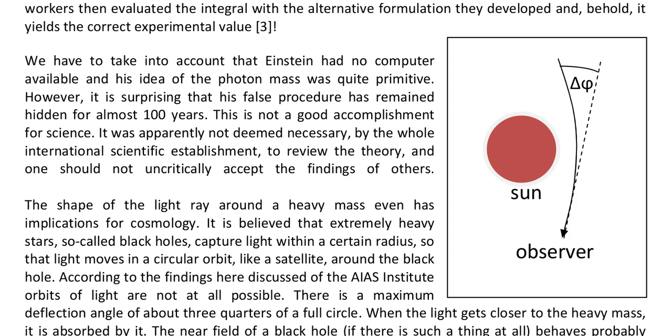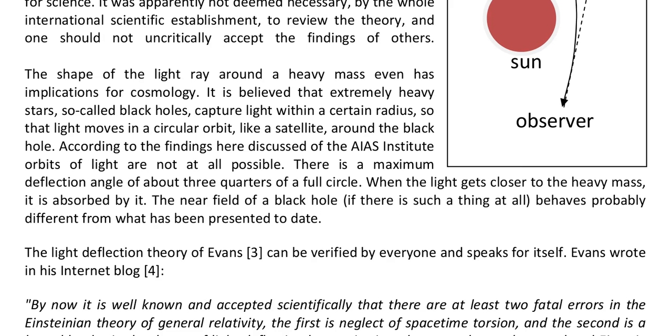The shape of the light ray around a heavy mass has implications for cosmology. It is believed that extremely heavy stars, so-called black holes, capture light within a certain radius so that light moves in a circular orbit like a satellite around the black hole. According to the findings discussed at the AIAS Institute, orbits of light are not at all possible. There is a maximum deflection angle of about 3/4 of a full circle. When the light gets closer to the heavy mass, it is absorbed by it. The near field of a black hole, if there is such a thing at all, probably behaves differently from what has been presented to date.